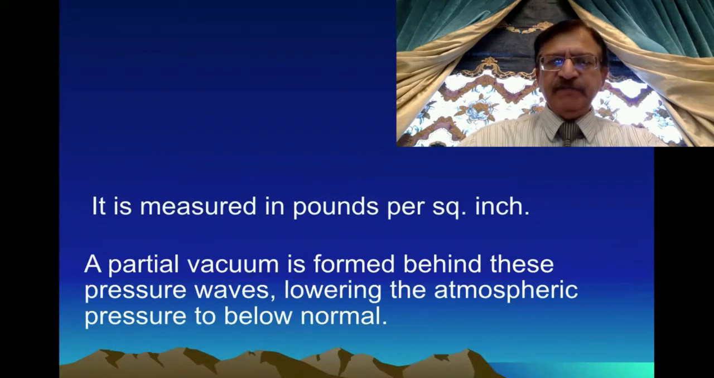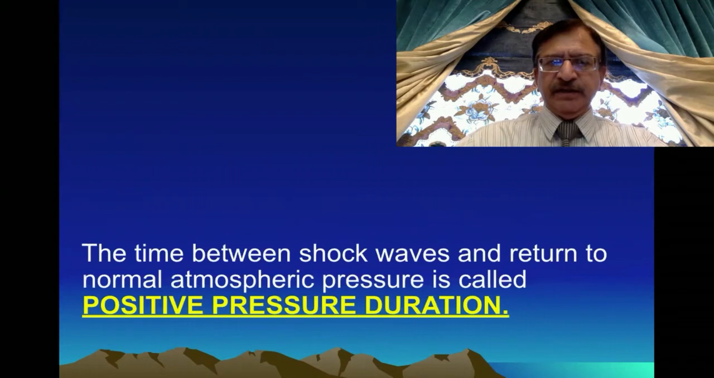Then there is a partial vacuum which is formed behind these pressure waves. The atmospheric pressure becomes below normal when the peak pressure waves have moved out circumferentially. The area immediately following is the low pressure area, a partial vacuum. The time between the shock wave and the return to normal atmospheric pressure is called the positive pressure duration. That means for how long the high pressure has been maintained.